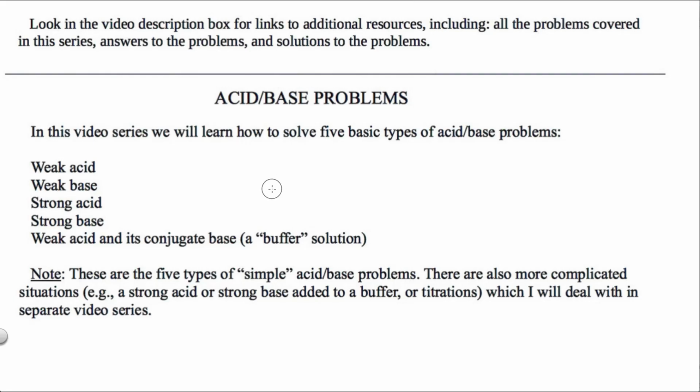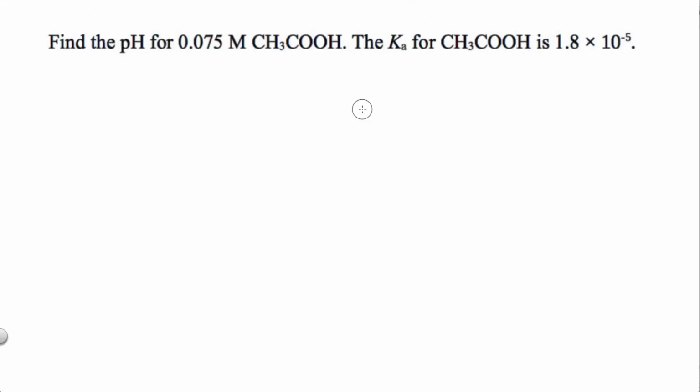In this video series, we will learn how to solve 5 basic types of acid-base problems: weak acid, weak base, strong acid, strong base, and buffer solutions, which consist of a weak acid and its conjugate base. Please pause the video and try this problem.